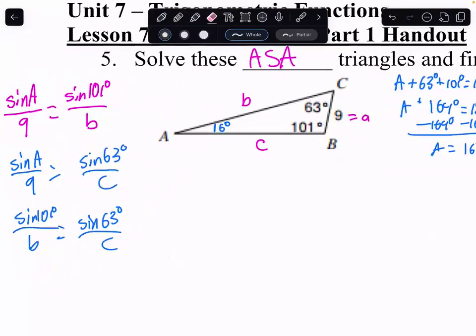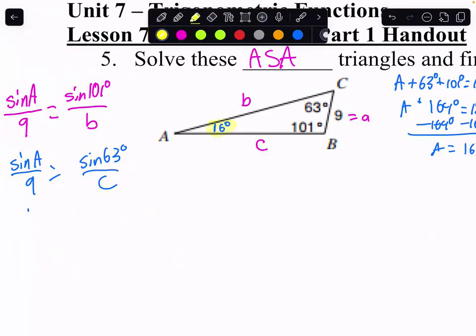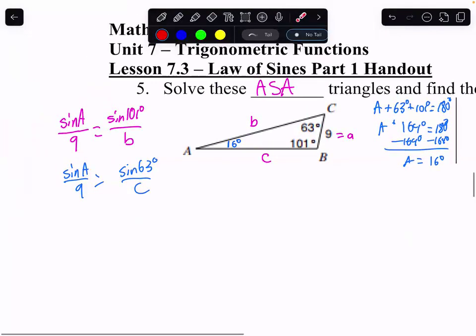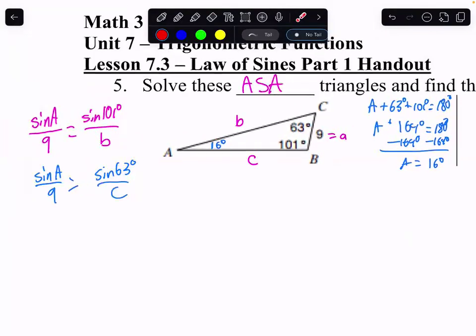Now that you know that, you can do either the A's and the B's or the A's and the C's, right? Because now you know both capital A and lowercase a, so it doesn't really matter which one you do next. Okay, so I'll give you guys another bit of time to try to continue this problem.